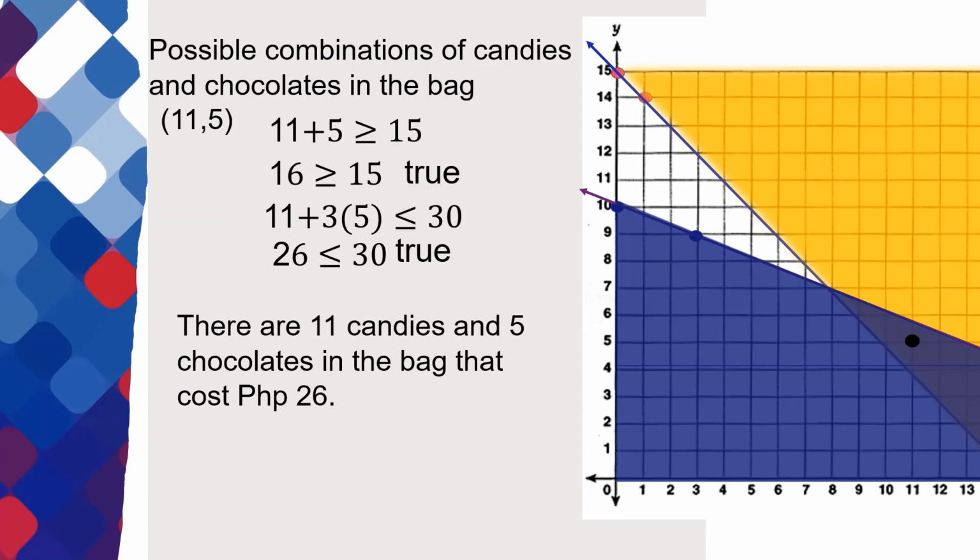So we can now say that there are 11 candies and 5 chocolates in the bag that cost 26 pesos. And 26 pesos is less than 30.